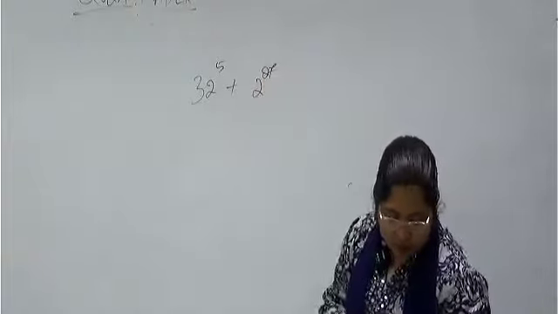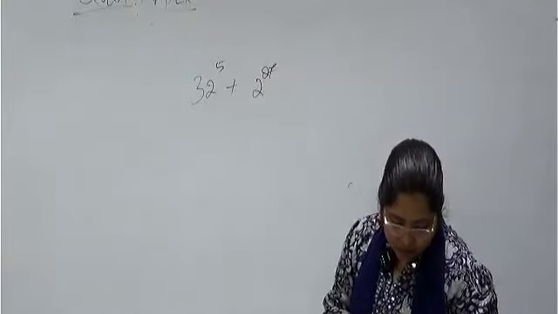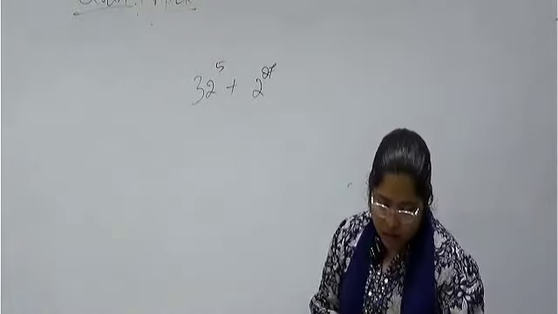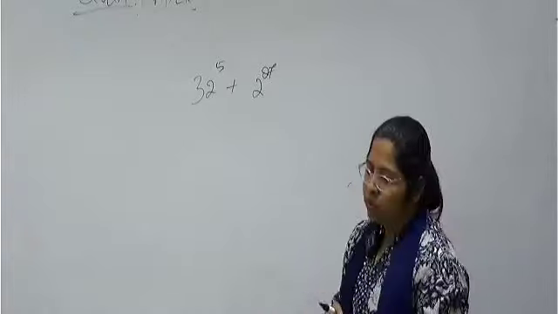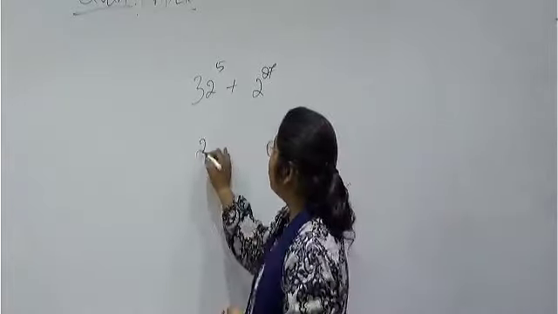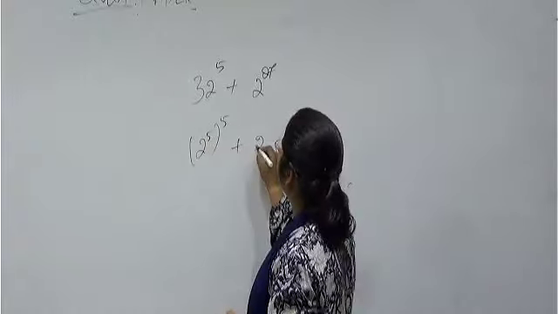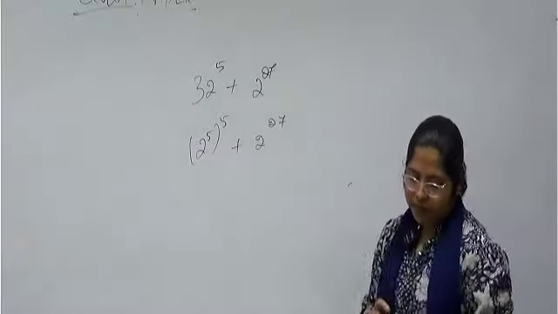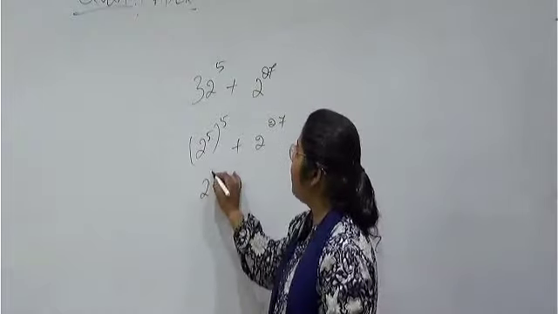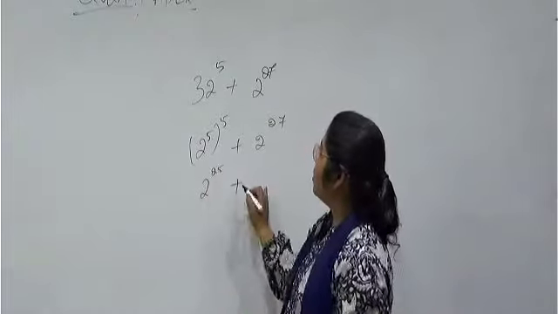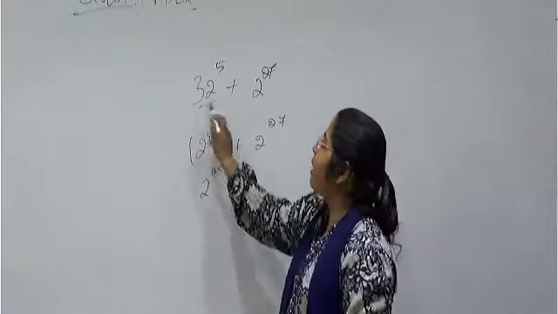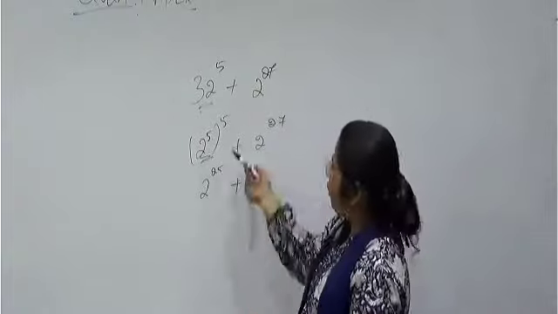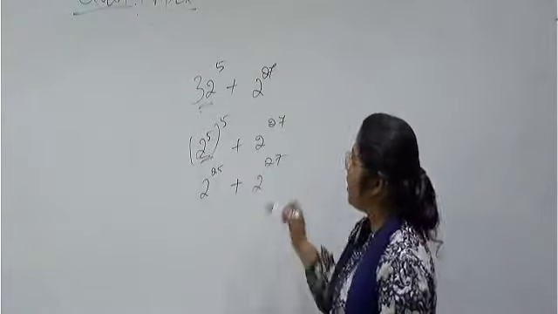2 to the power of 5 and 2 to the power of 27. What is it asking? Divisible by what? Is it divisible by 3 or 10 or 7? You can convert this into the form of 2. Can I write this as 2 to the power of 5, whole to the power of 5, plus 2 to the power of 27? That is 2 to the power of 25. I am writing this 32 as 2 to the power of 5. So we have 2 to the power of 25 and 2 to the power of 27.